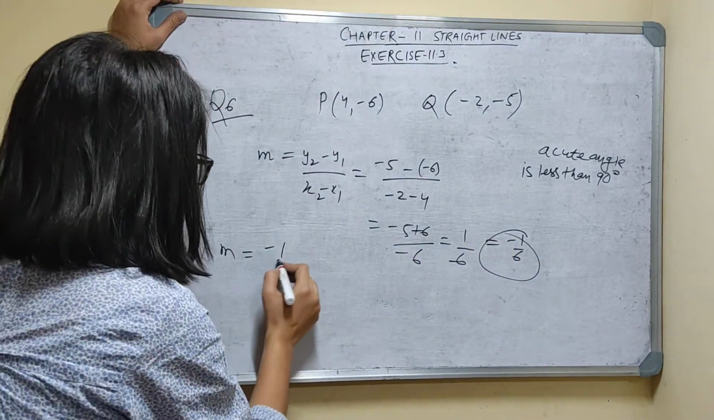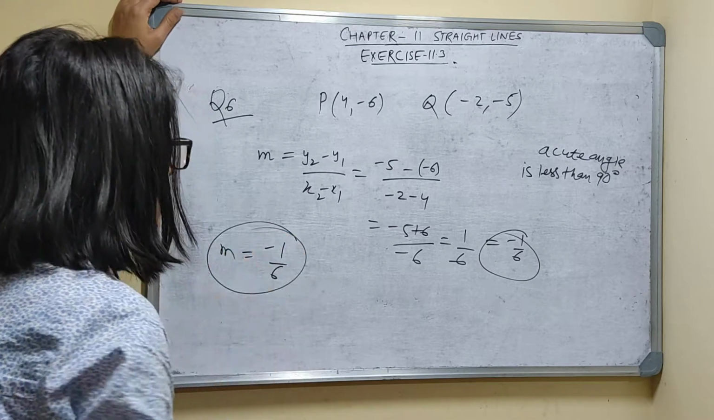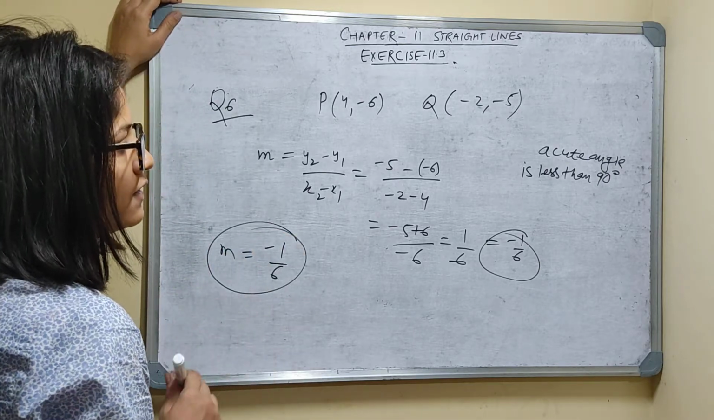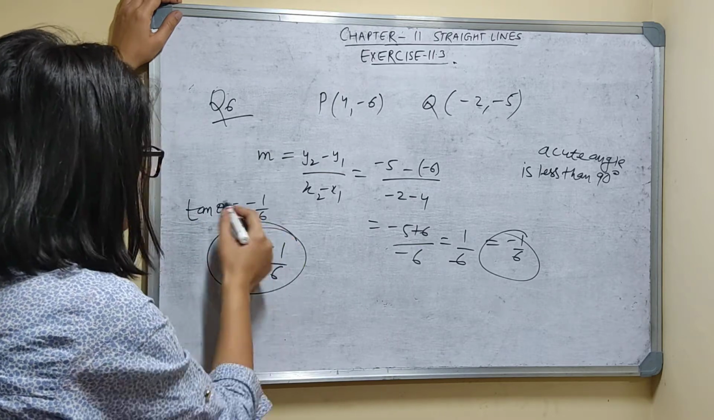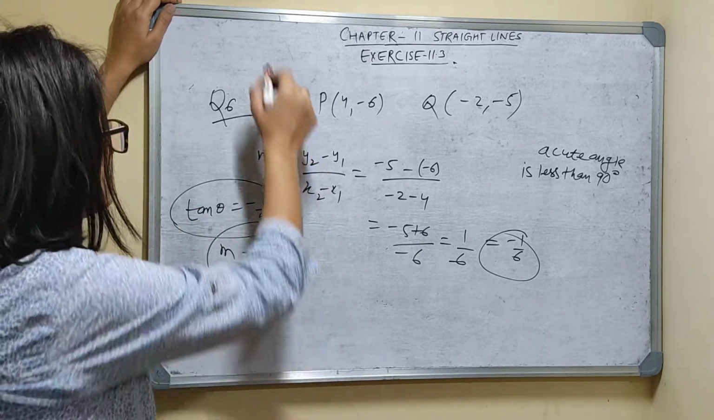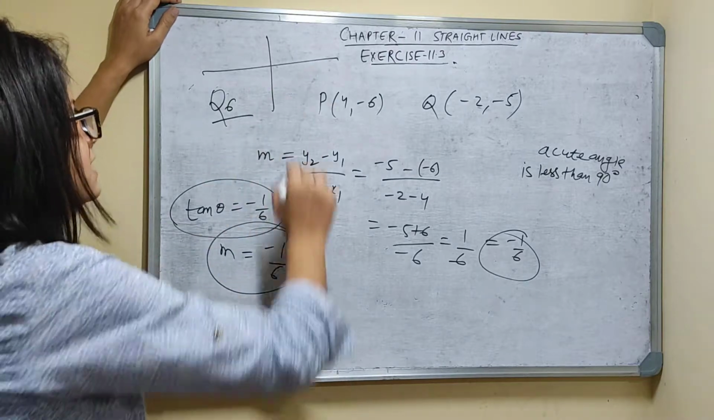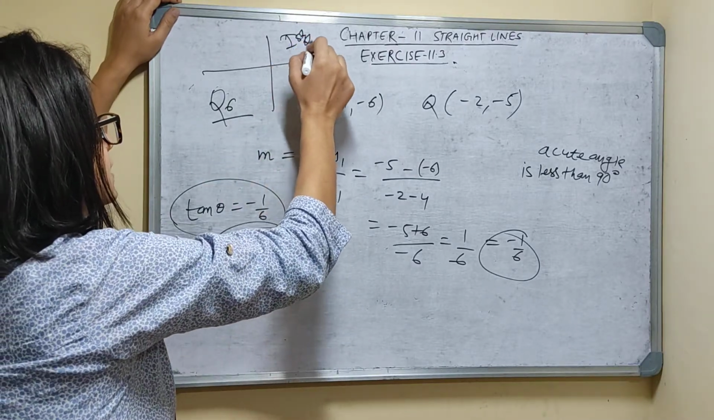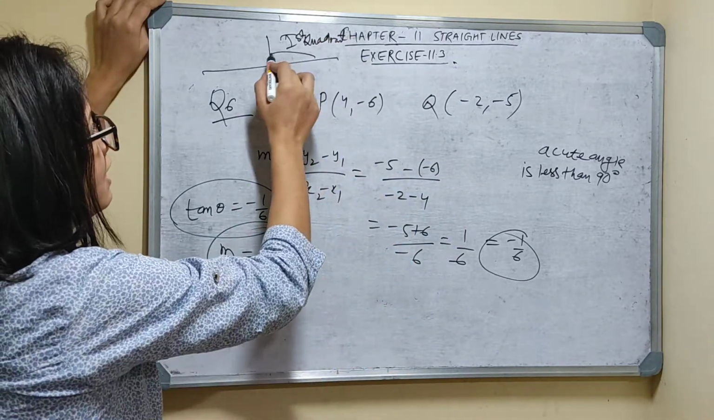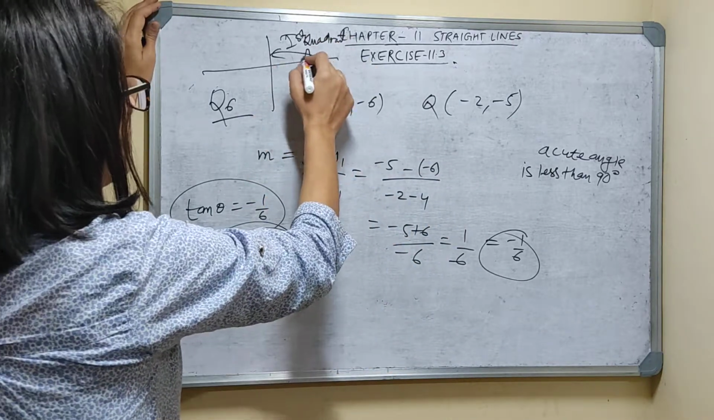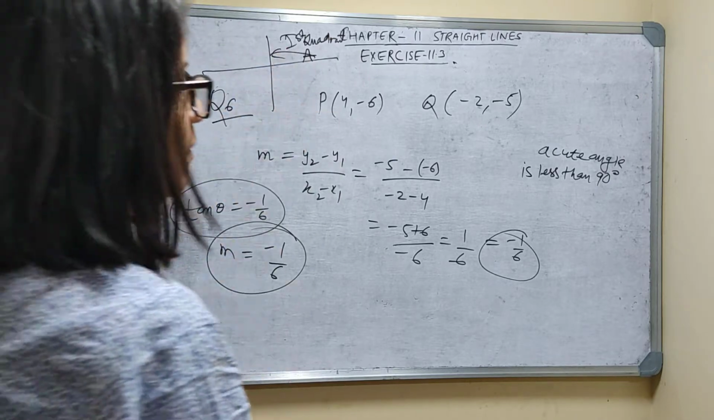M is equal to what? Minus 1 by 6. If slope is negative, tan theta is equal to what? Minus 1 by 6. M is equal to what? Tan theta is equal to minus 1 by 6. Let's go to the quadrants. This is the first quadrant. In this first quadrant, if it is an acute angle, then all values are what? Positive. All values are positive.